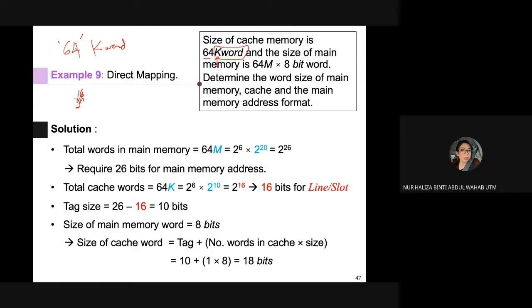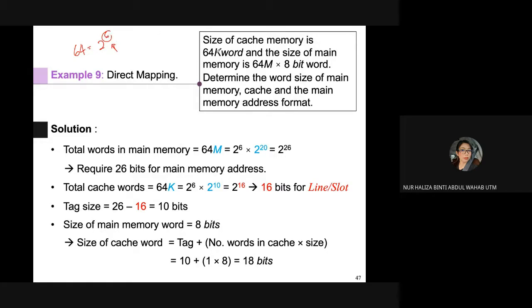Okay. 64 kilo words. So 64 kilo words, you need to know that I forgot. So I have 1, 2, 4, 8, 16, 32, 64. 0, 1, 2, 3, 4, 5, 6. Okay. This is going to be 6. 64 equals to the power of 6. So this will be 6 bits.